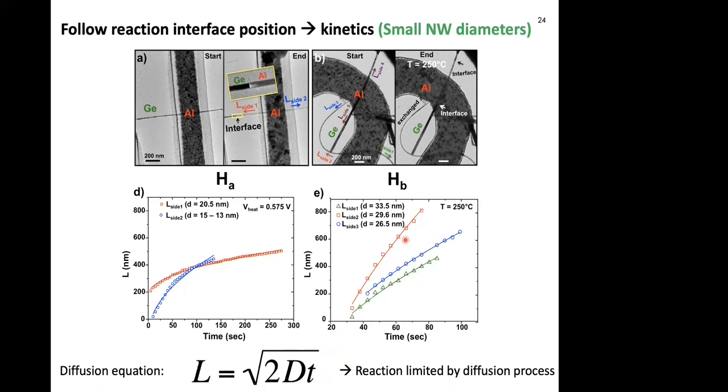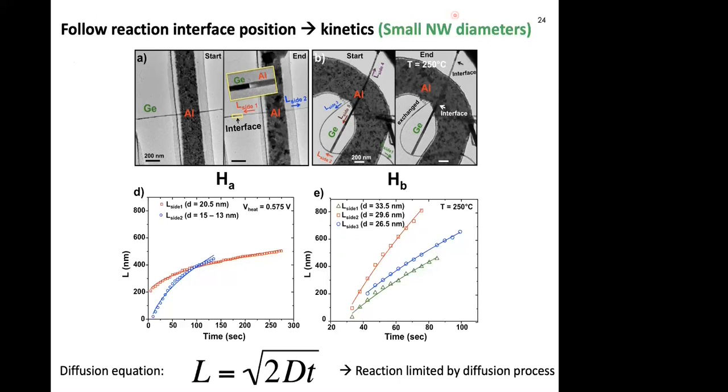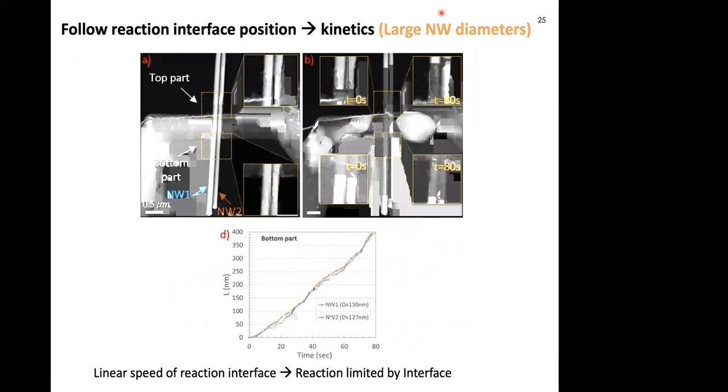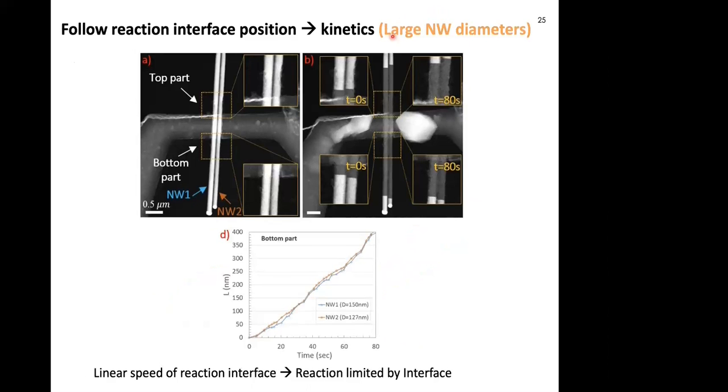And according to models in literature, these two observations indicate that this reaction is limited by some volume diffusion process, so not surface influence. We have also done similar kinetic studies in nanowires now with large diameters. Oh, sorry, I think I forgot to mention this was done in thin nanowire diameters. Thin meaning between like 20, 50 nanometers. And this is a study in larger nanowire diameters, say 100 nanometers or above.